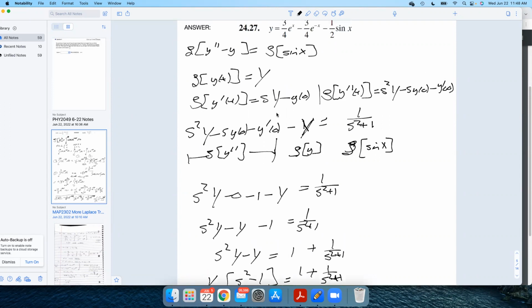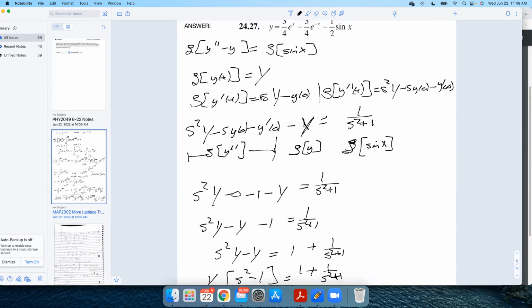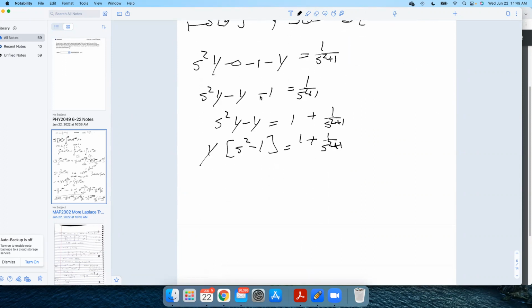And you got to be really careful with distributing negatives. If we've got negatives, or if I had a 3y in there and distributing the 3, you got to be careful. Okay, from this point on, it's just an algebra problem. Y now will be 1 over s squared minus 1 plus s squared plus 1 times s squared minus 1. Now it just comes down to partial fraction decomposition.